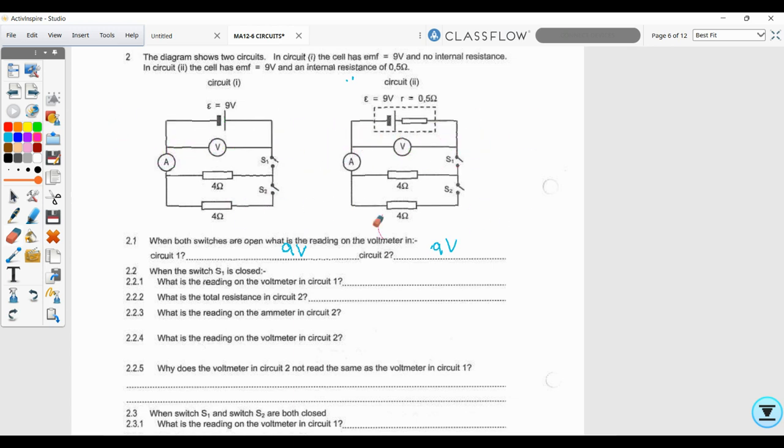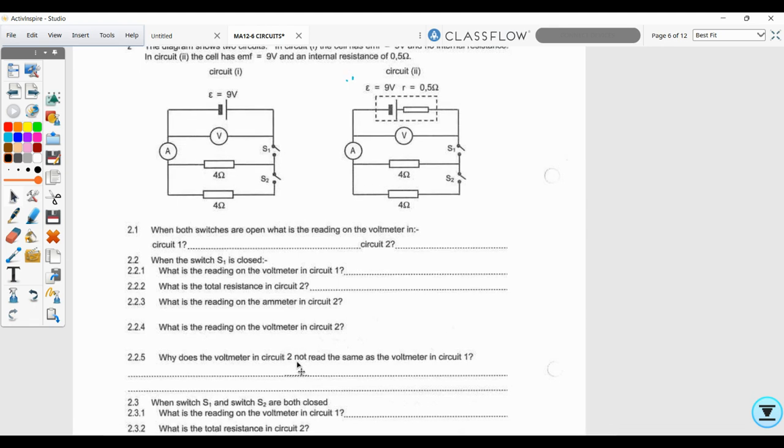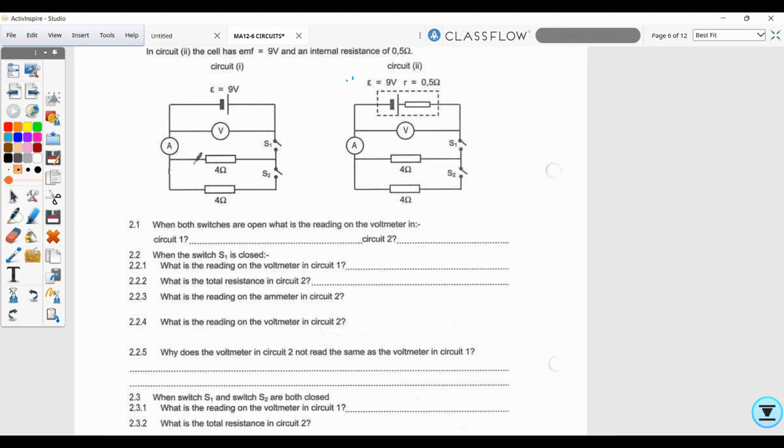Okay, then now we are opening the switches. So they say when switch 1 is closed. Use your pencil and close it so that you can see what's happening. So only switch 1 is closed. What is the reading on the voltmeter in circuit 1?